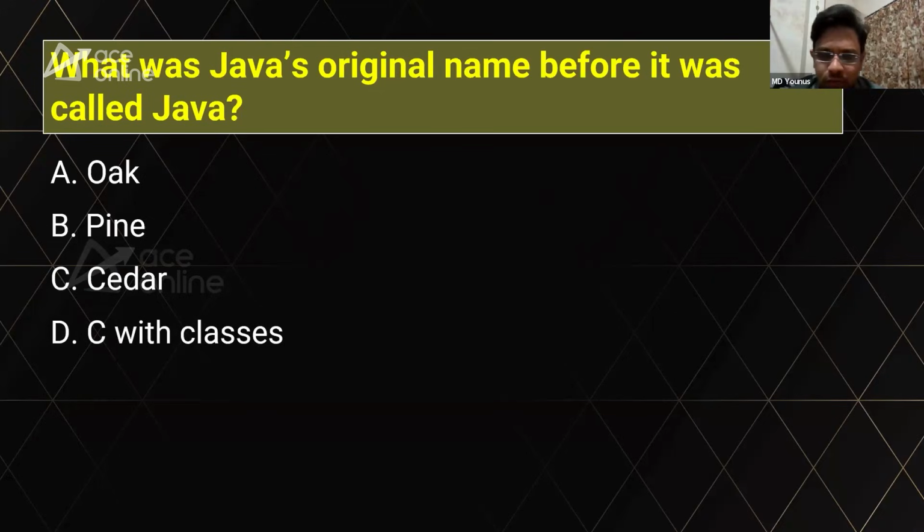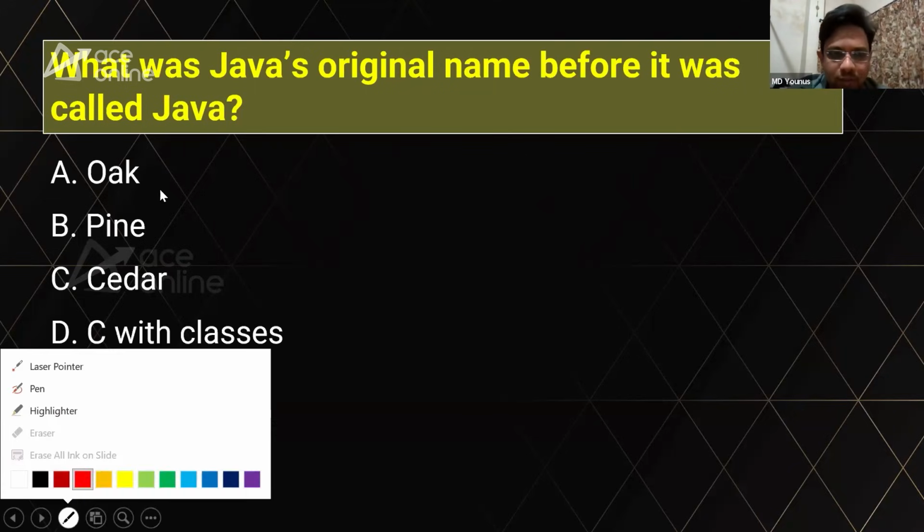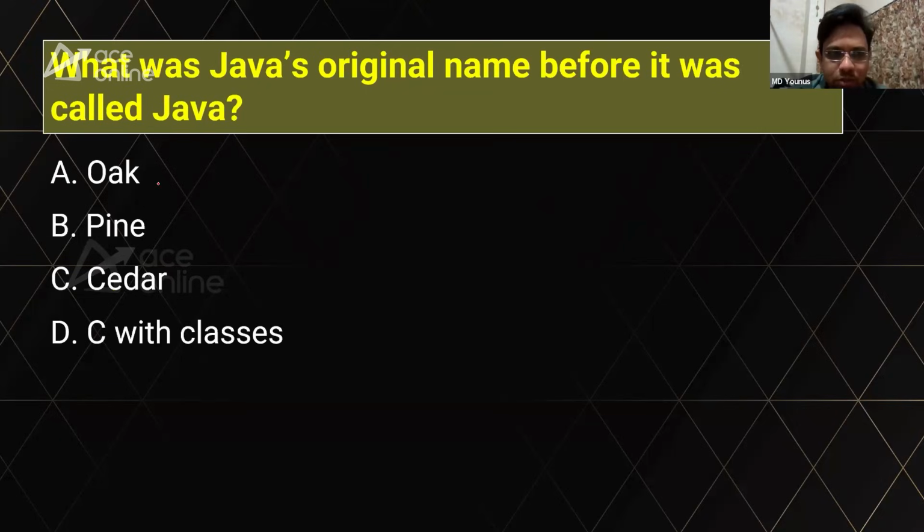Good to see that we started getting a lot of responses here, and most of you were opting for option A. The correct option here is option A. Okay, option A is the correct option. So why is option A correct? Can somebody tell me the reason behind it? Why was it named Oak? We will see why it was named Oak and why they renamed it to Java, but from your side, I wanted to see why it was called Oak.